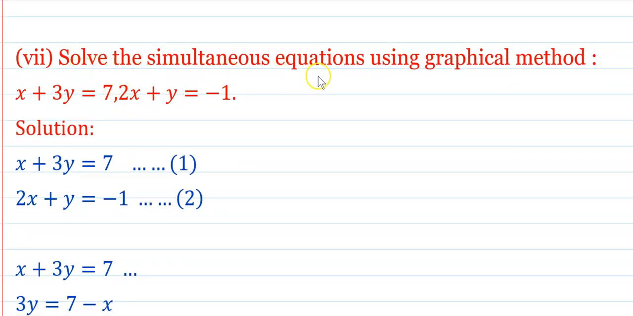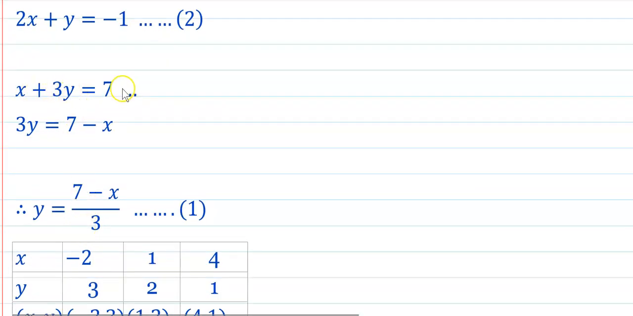Solve the simultaneous equations using again the graphical method. All the graph questions are taken here. In question number 3b, a graph always comes. x plus 3y is equal to 7 and x plus y is equal to minus 1. Now the first equation, x plus 3y is equal to 7 can be written as 3y is equal to 7 minus x. Therefore y is equal to (7 minus x) upon 3.